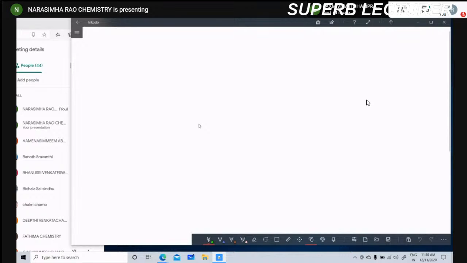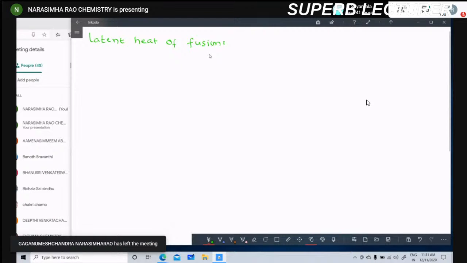Right. Now, latent heat of fusion, children. Tell me what is latent heat of fusion? Similar definition. The enthalpy changes that accompany melting of 1 gram of a solid substance at standard condition, as it's a liquid. Simple definition. Very good.